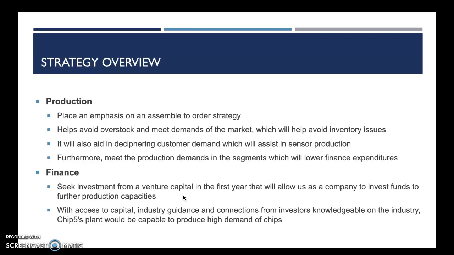Now, the finance department strategy overview: we sought to seek investments from venture capitalists in our first year, and it would allow us as a company to invest our funds to further our production capacities. With the access to capital that we would have from these venture capital firms investing in us as a company, it would provide us with not only capital, but industry guidance and connections from the investors, knowledgeable in the industry, and as a result, Chip 5's plant would be capable to produce a high demand of chips.